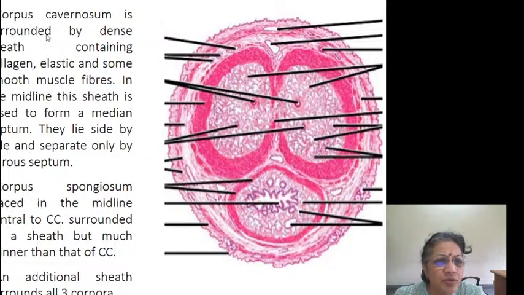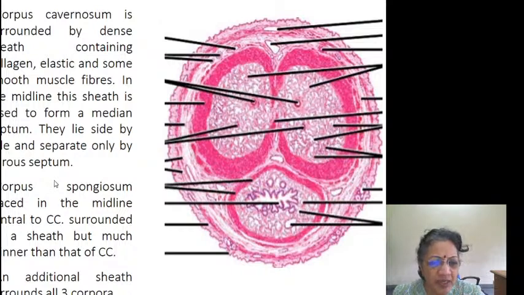So the corpus cavernosum is surrounded by a dense sheath. The sheath contains all types of fibrous tissue, collagen, elastin, and also smooth muscle fibers. In the midline, it is fused to form a median septum. This seems to be not separated, but there is a septum. They lie side by side, and the fibrous septum separates these two corpora cavernosa.